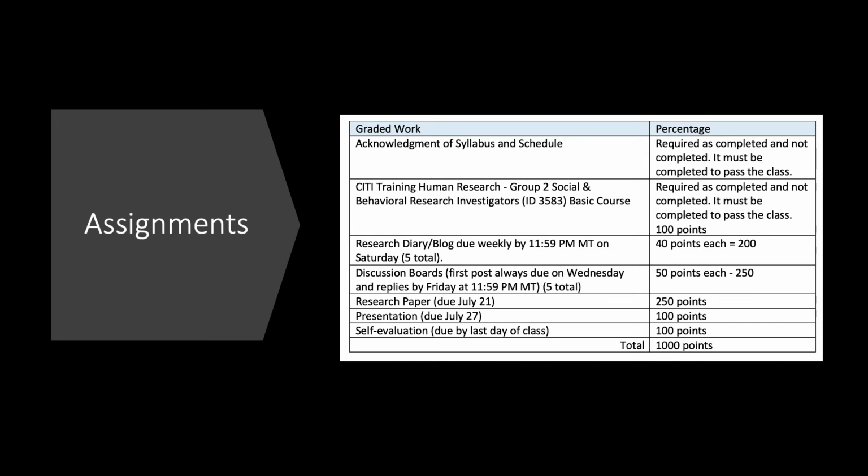You will have a research diary that you will need to keep throughout the semester. There are 5 weeks that I ask you to make entries into it. It is listed under blog in Blackboard. It's 40 points for each week or 200 points total. Essentially, if you meet the criteria, in other words, it's clear that you're doing research and you have thought about it, then you will get all of those points.